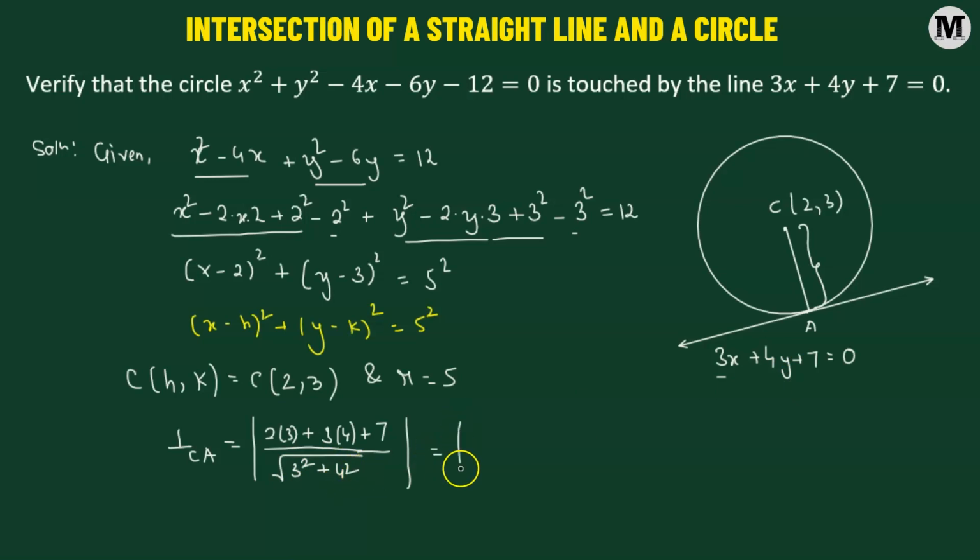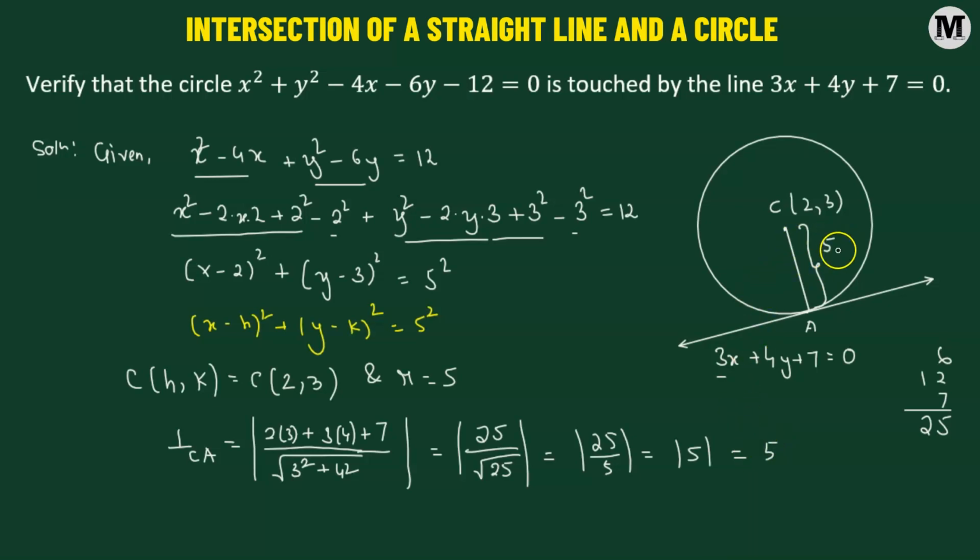Let's solve this. 2 times 3 is 6. 3 times 4 is 12, and then we have 7 added to it. So 12 plus 7 plus 6 gives us 25. So this will be equal to 25 divided by the square root of 3 squared plus 4 squared, which is 25, giving 25 over 5, or simply the absolute value of 5. We'll consider the positive value since we are considering a distance. So we get the perpendicular length CA as 5 units.